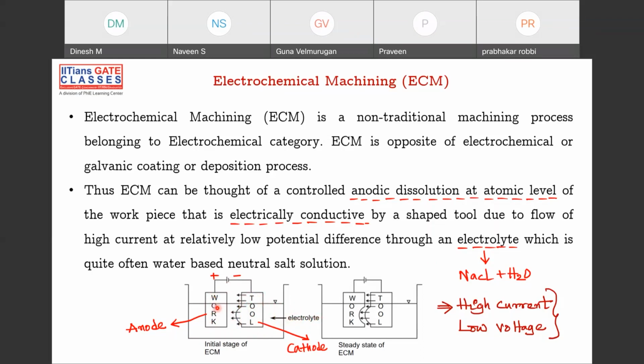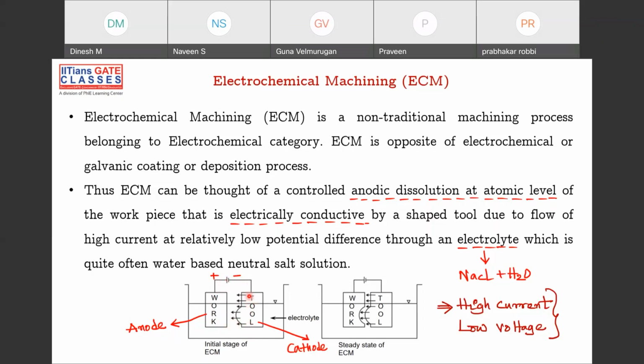And please do remember, the important point is that here the workpiece and tool both have to be electrically conductive, because you're connecting them to the terminal and you want the electricity to pass through the workpiece and the tool. That's the reason why the main criterion for this machining is that your workpiece and tool have to be electrically conductive. Now, once you dip this workpiece and tool into the electrolyte, and once you close the circuit with this terminal, what happens?